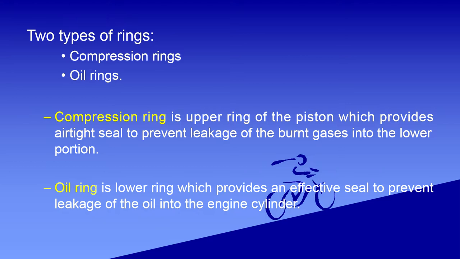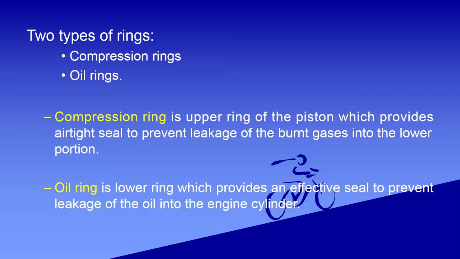The next one is the oil ring. The oil ring includes two thin rails or running surfaces. The oil ring has the highest inherent pressure of the three rings on the piston, compared to the compression ring and the wiper ring.